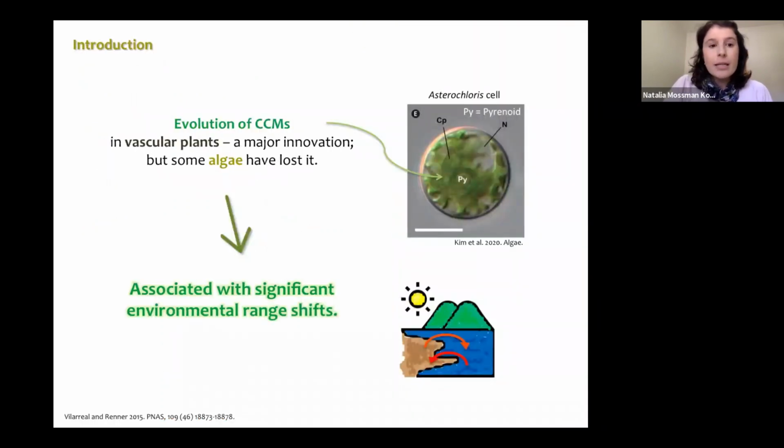The evolution of this mechanism in vascular plants was a major innovation, but some algae have lost this mechanism, while others have kept it. One example of algae that kept this mechanism is the genus Asterochloris, and I show here inside the cell the pyrenoid, which is the structure that concentrates carbon. This gain and loss of carbon concentrating mechanisms is associated with significant environmental range shifts, both for plants and algae. In algae, we can mention, for example, the shifts from land to water and from water to land.